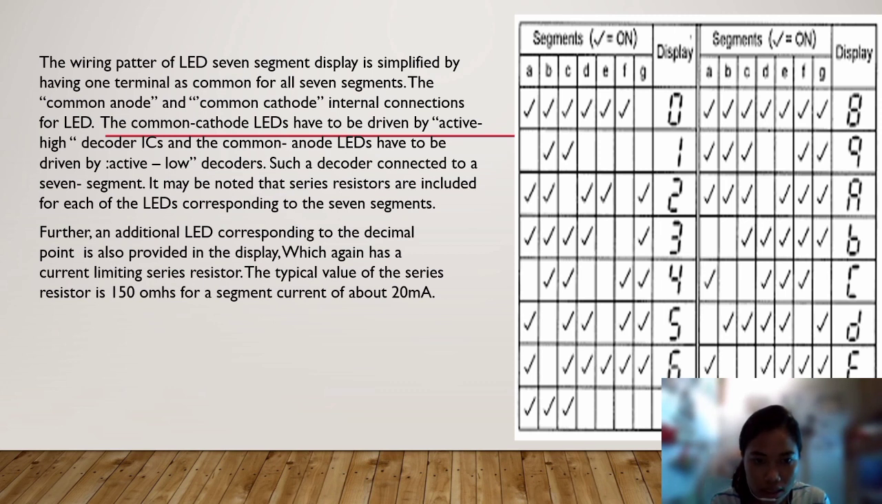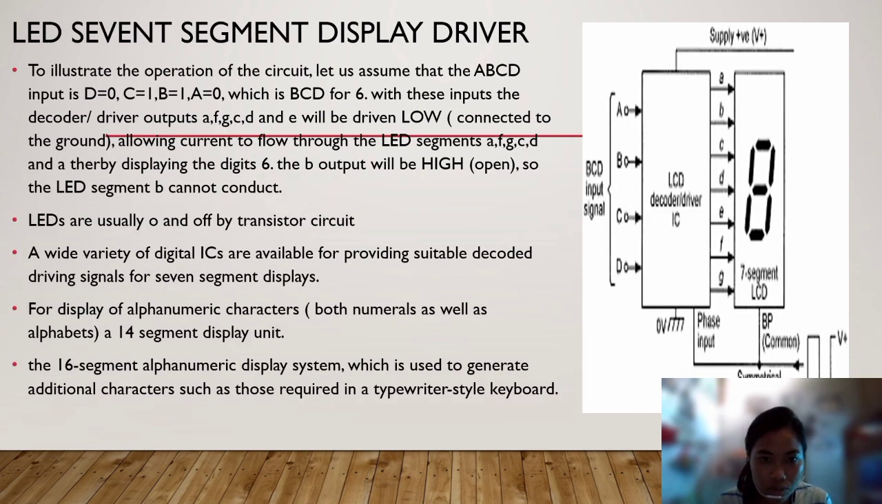Further, an additional LED corresponding to the decimal point is also provided in the display, which again has a current limiting series resistor. The typical value of the series resistors is 150 ohms for a segment current of about 20 mA. LED 7-segment display driven.